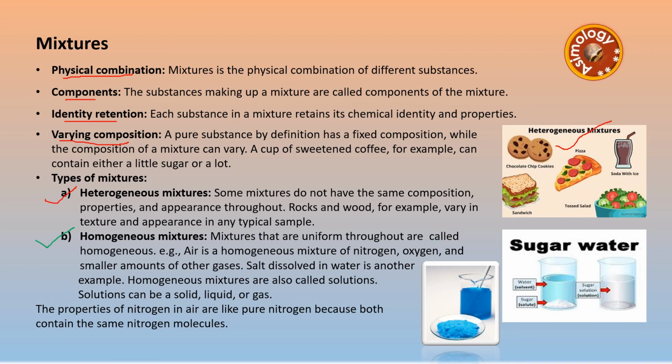B. Homogeneous mixtures. Mixtures that are uniform throughout are called homogeneous. Example: air is a homogeneous mixture of nitrogen, oxygen, and smaller amounts of other gases. Salt dissolved in water is another example. Homogeneous mixtures are also called solutions. Solutions can be a solid, liquid, or gas. The properties of nitrogen in air are like pure nitrogen because both contain the same nitrogen molecules.